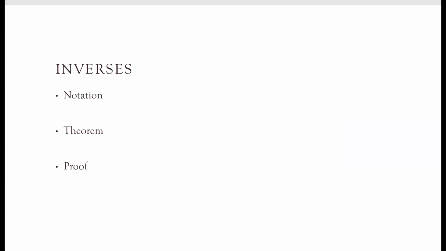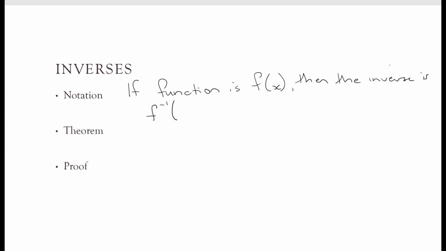And the notation, and this is another thing where you just have to watch the notation. So if the function is f of x, then the inverse is f negative 1 of x. That is just notation. It's nothing to do with powers.